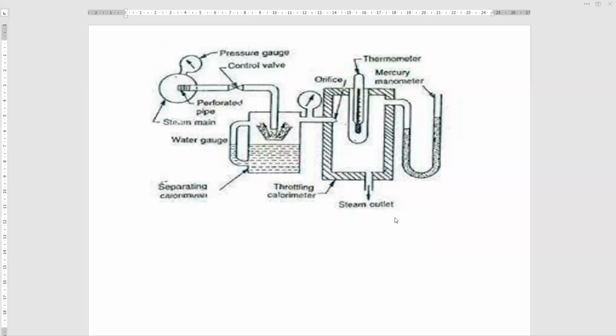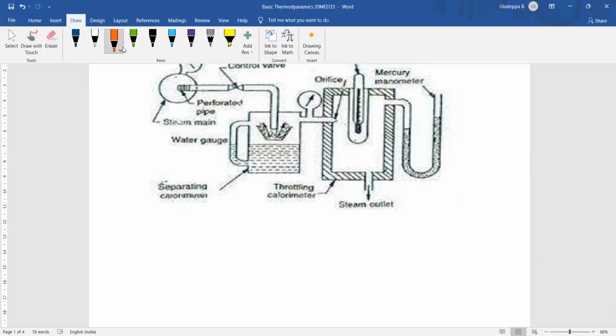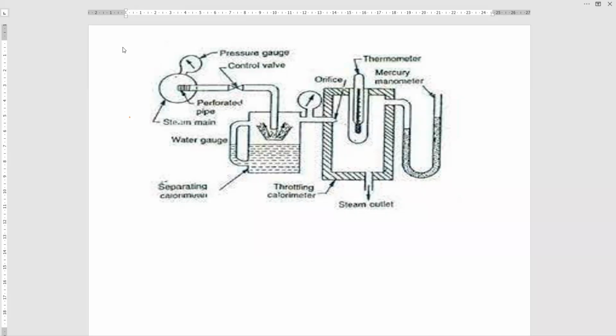It is one of the important methods used for determining the quality of the steam which is supplied to the turbine. So first, we'll have one look once again. We'll discuss for 2 minutes what this actually means. This is called a combined separating and throttling calorimeter.